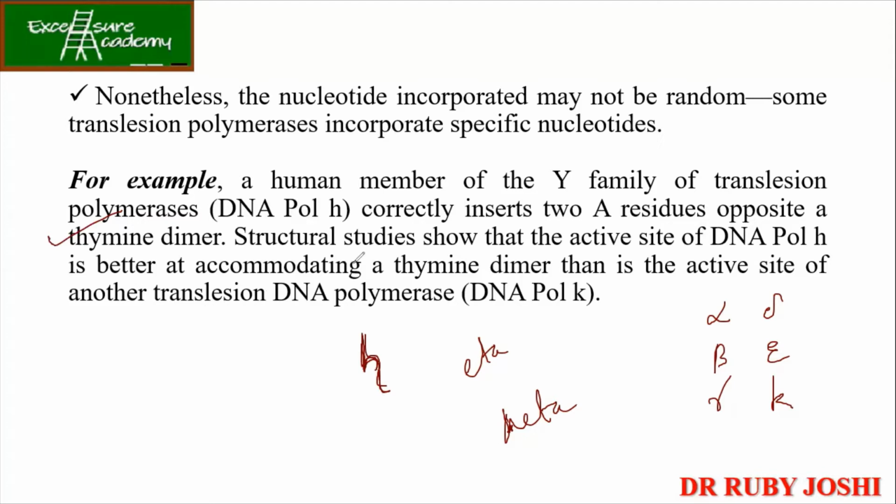Okay. Now, structural studies have shown that the active site of DNA pol eta is better at accommodating thymine dimer than is the active site of another translesion DNA polymerase, for example, kappa. इसका मतलब क्या? So, whenever there is a thymine dimer, we do have many different translesion DNA polymerases. But if it is eta, then it is going to be beneficial because it can repair the damage, right? Instead of this kappa. Kappa will add random nucleotides, but eta will add two A residues against thymine dimer. So, which is going to give the correct base pairing, right? Once it has been repaired.